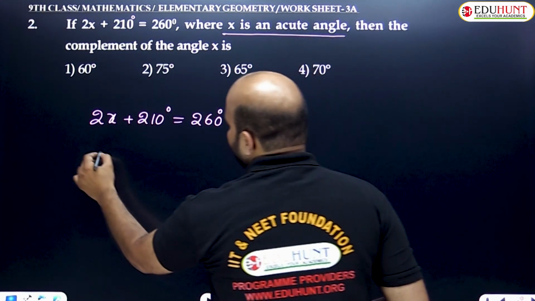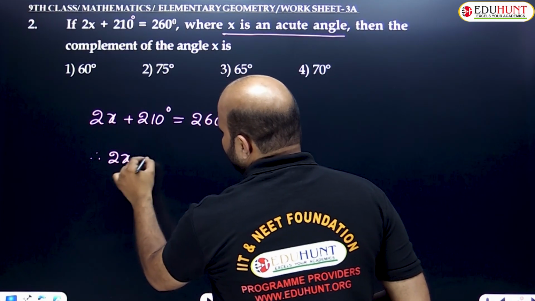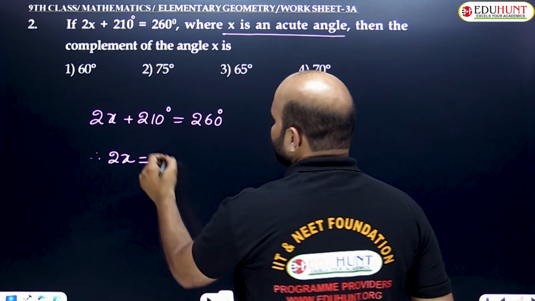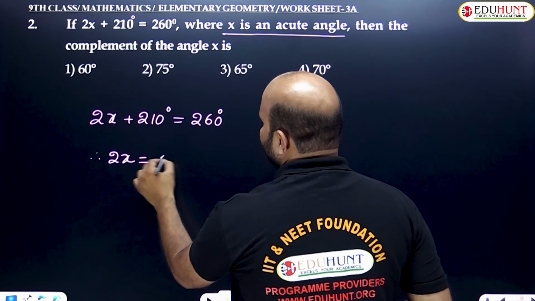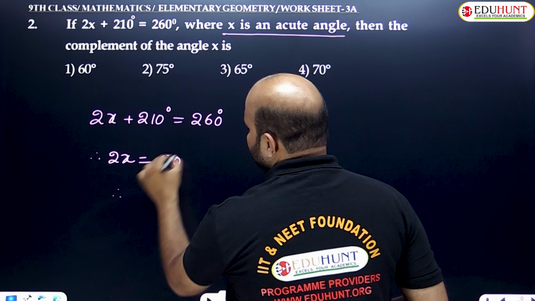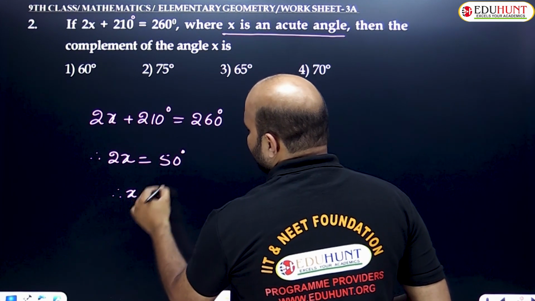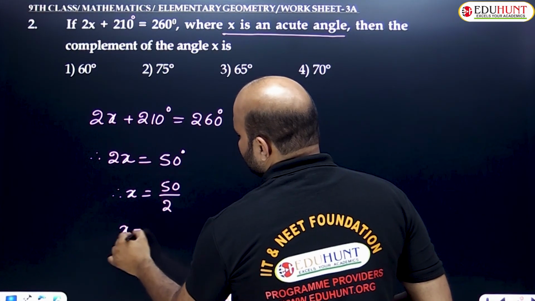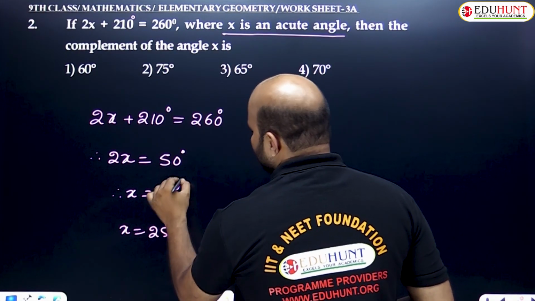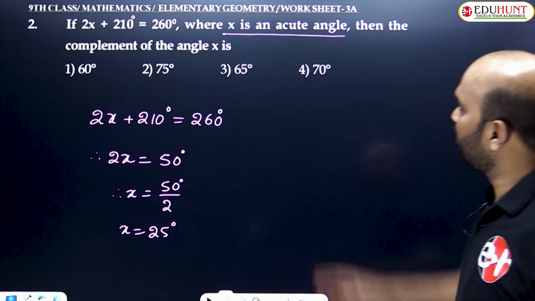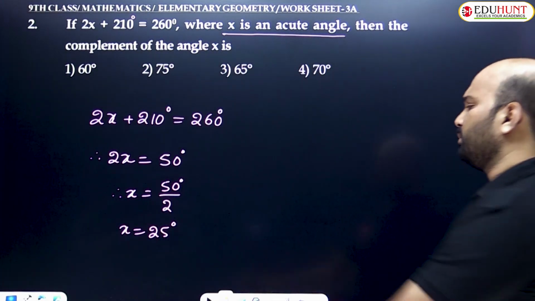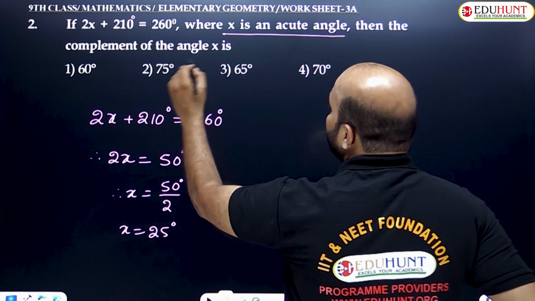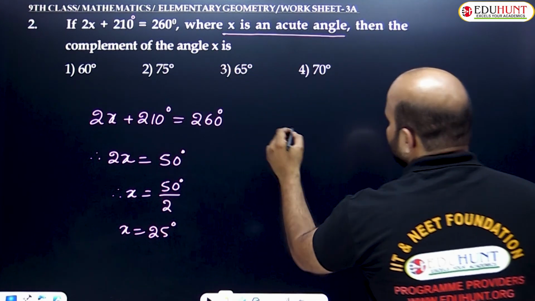Therefore 2x can be written as 260 minus 210, because 210 goes to the right side and becomes minus. So 260 minus 210 is 50. Therefore x equals 50 by 2. What is the value? x equals 25 degree. Am I clear? So we got an acute angle less than 90, nothing but 25 degrees. But the question I am asking is the complement of angle x.